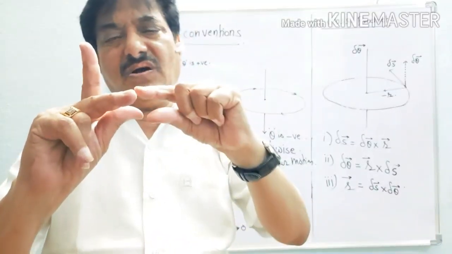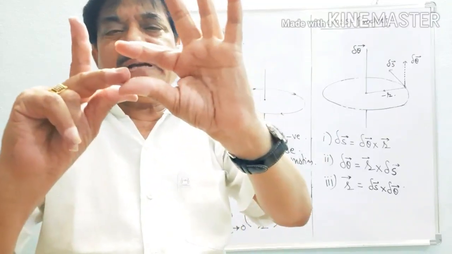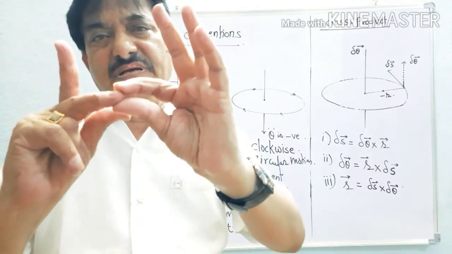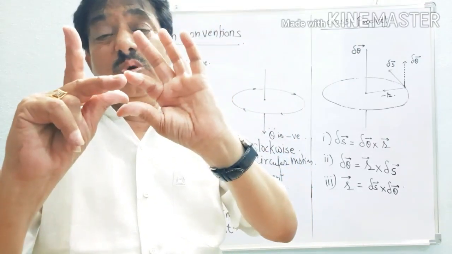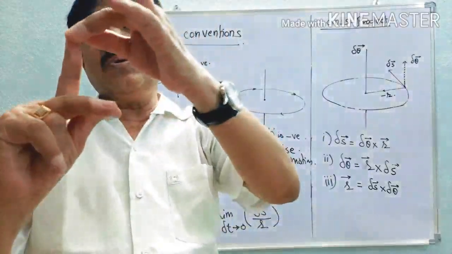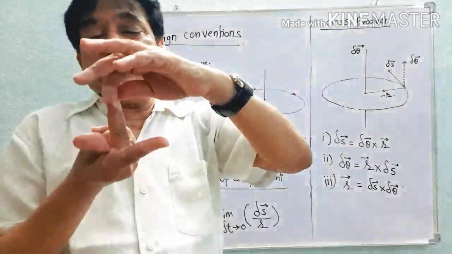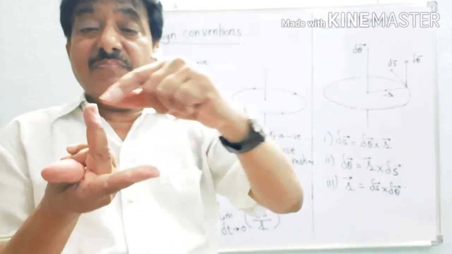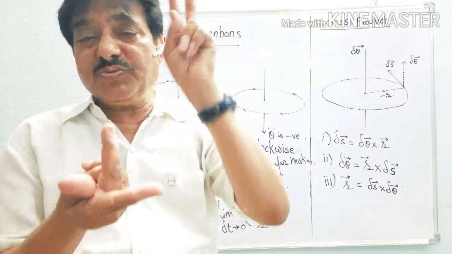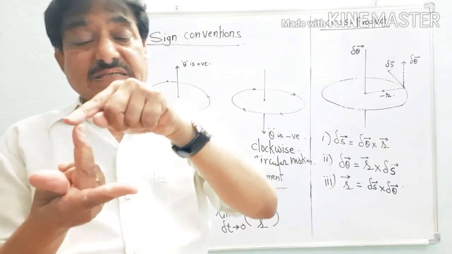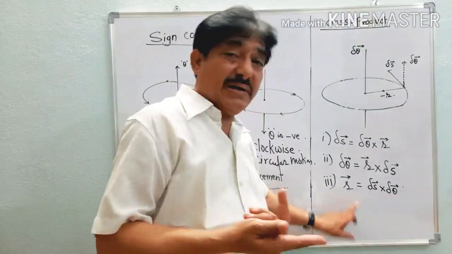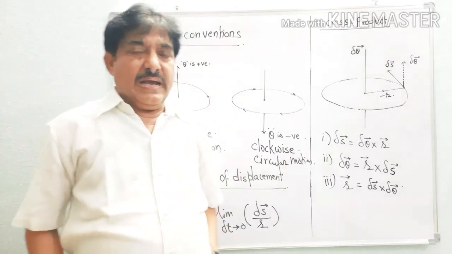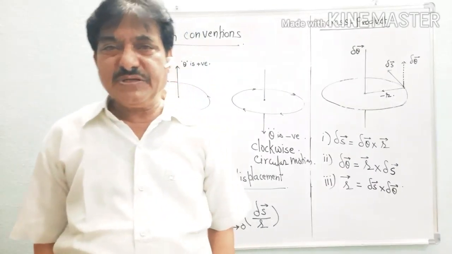Due to the negative sign, the order of the cross product is reversed. We are taking the cross product in this sense, so the sense of the cross product is reversed. So d theta cross r is equal to ds. In this way, if we are interested in writing the equation of r, then minus r is equal to d theta cross ds, but there is a negative sign, so we have to change the order of the cross product. So ds cross d theta is equal to r. So this is the right-hand rule, which is very, very useful to find the direction of the angular displacement, radius vector, and linear displacement vector in circular motion.